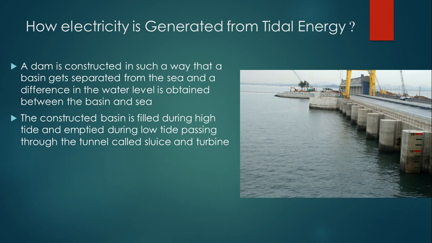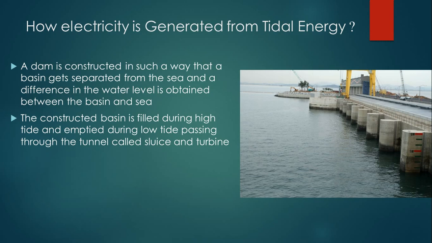So during the high tide, the water level rises, and as the basin is separated from the sea and there is only one passage kept between sea and basin to flow the water, that is called sluice. As soon as the wall of the sluice is opened, the water starts to flow from sea to basin because of the potential head, and as the turbine is mounted in between this passage, it gets rotated and mechanical energy is generated there.